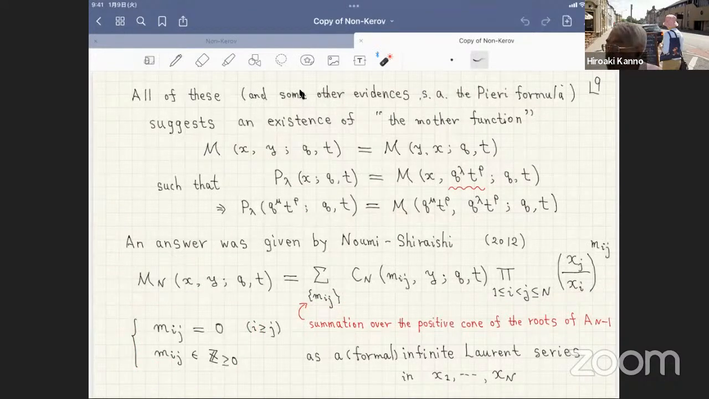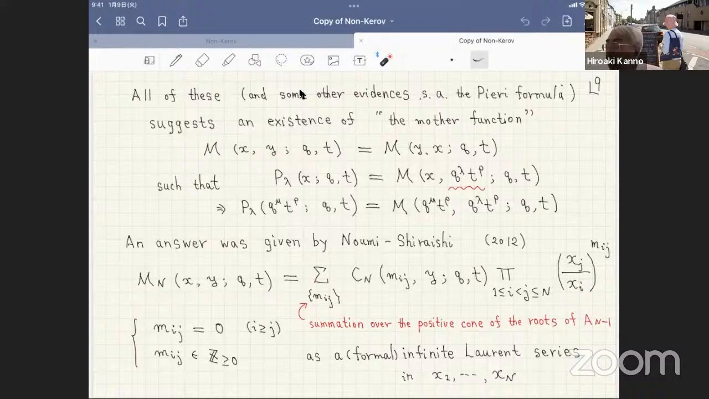Actually, this parameterizes some positive cone of the root lattice of A_n. But just imagine we are given this data, and we take summation of this over these non-negative integers. So this mother function is a formal Laurent series in variable x. And we have quite an explicit form for the coefficient, which I will give in the next slide.